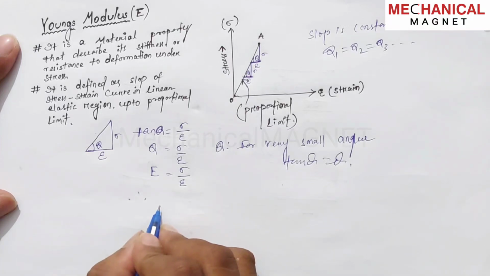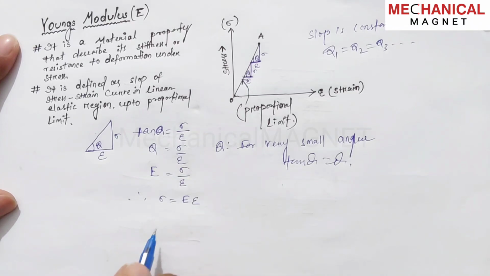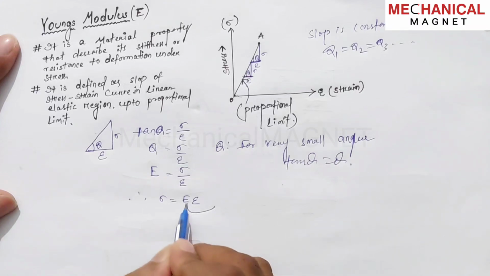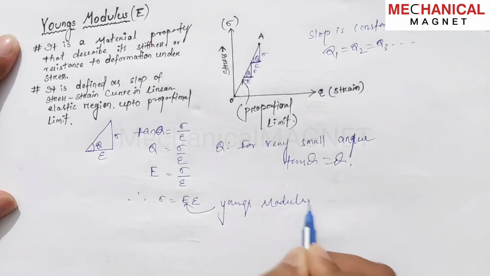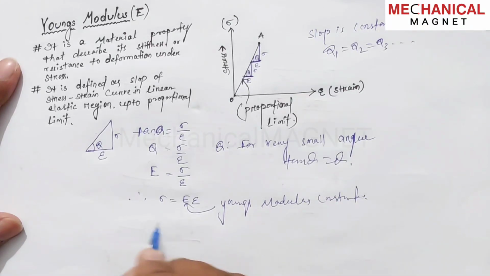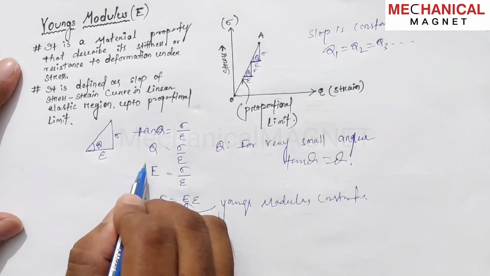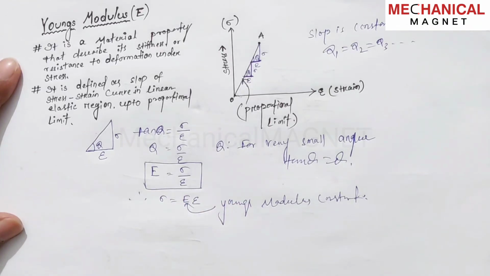Therefore sigma is equal to E into epsilon, or we can say this E is the Young's modulus constant. Okay, so this is the formula to find the Young's modulus of a body, or we can say the stiffness and the resistance to deformation under the stress. So this is all about the Young's modulus.